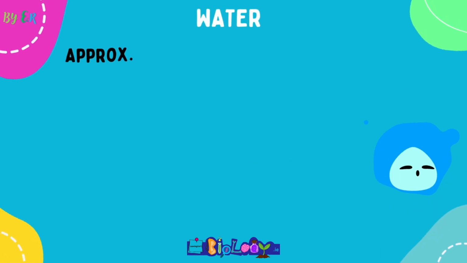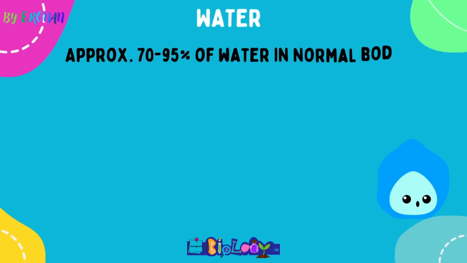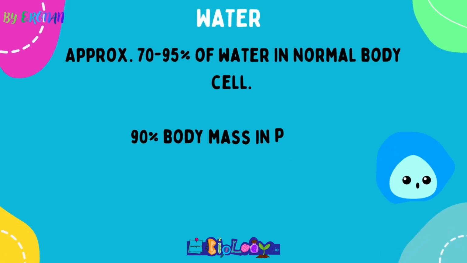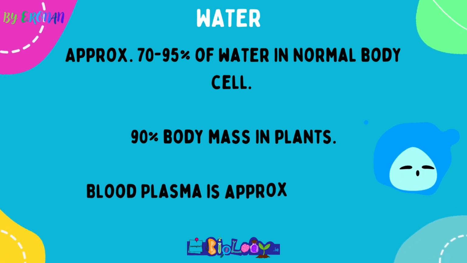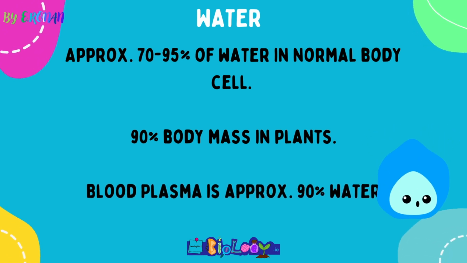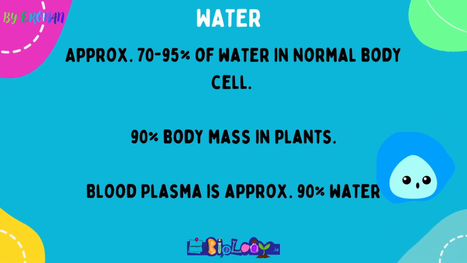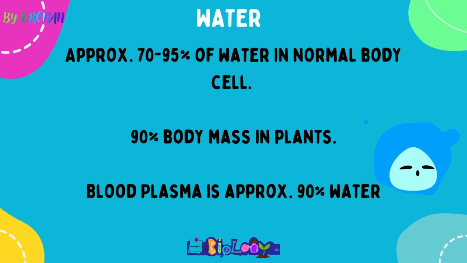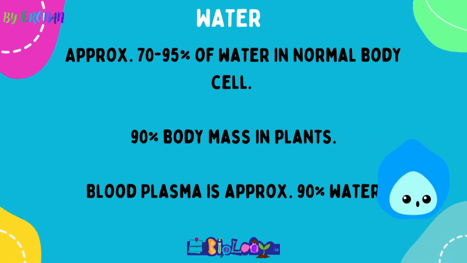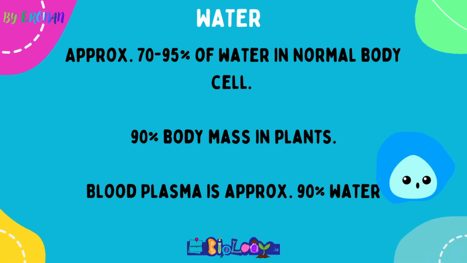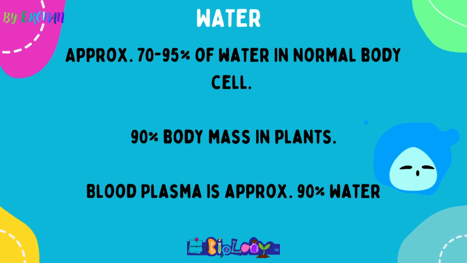So now we're going to have a look at water. Water makes up approximately 70 to 95% of a normal body cell, 90% of the mass of plant cells, and blood plasma is approximately 90% water. Remember, the plasma is the liquid part of the blood. Hence, now we know why it's liquid, because it's made up of 90% water.